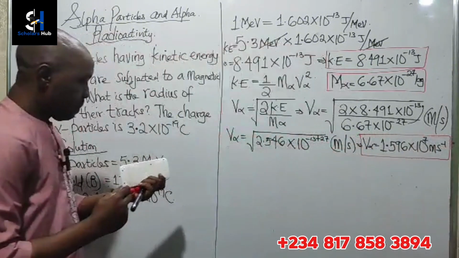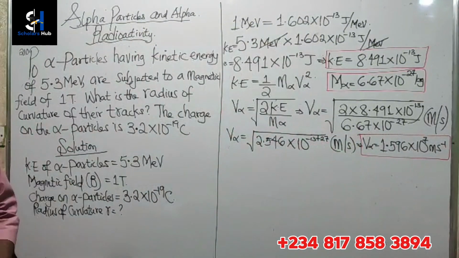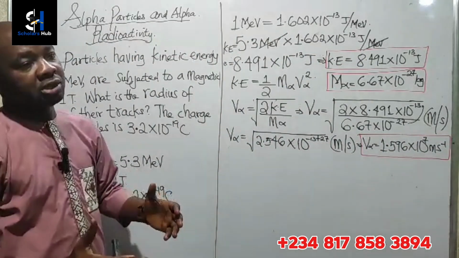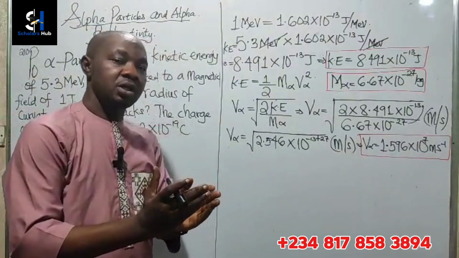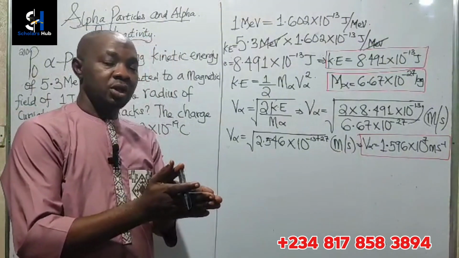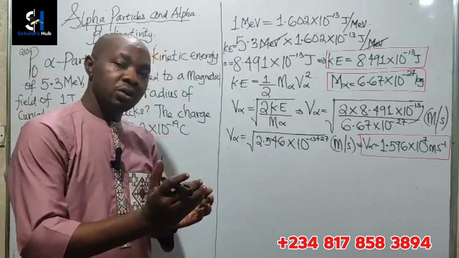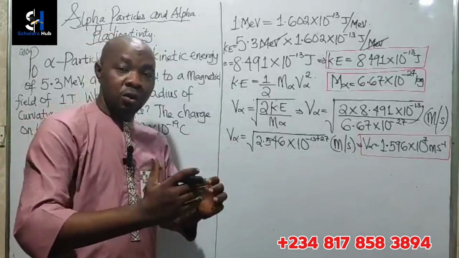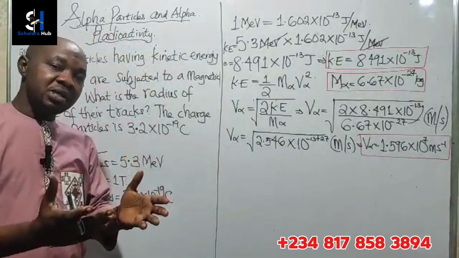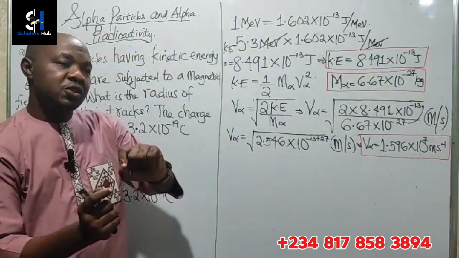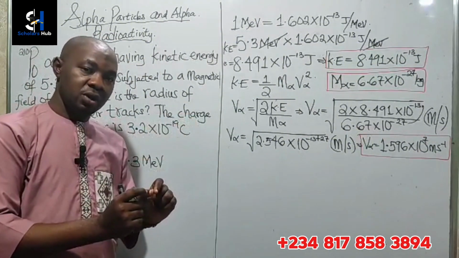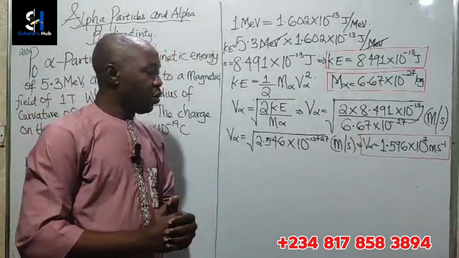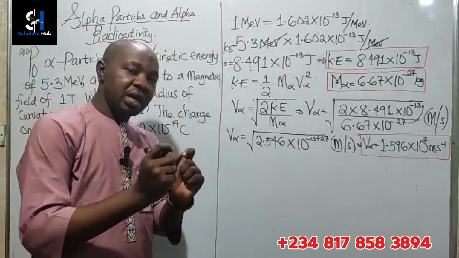Now, because we want to obtain the value for the radius of curvature, we know that the charge on alpha particle is describing a circular path along its track. So the force making it move in a circle is what we have as the centripetal force.